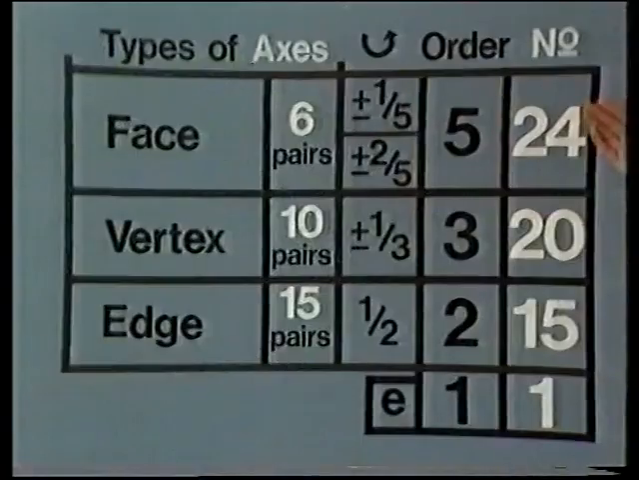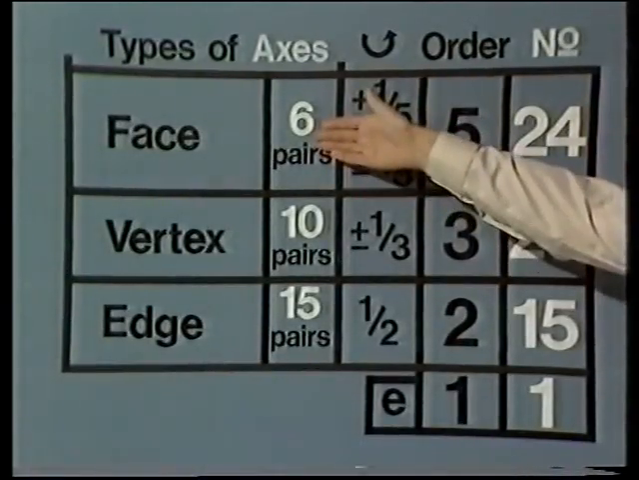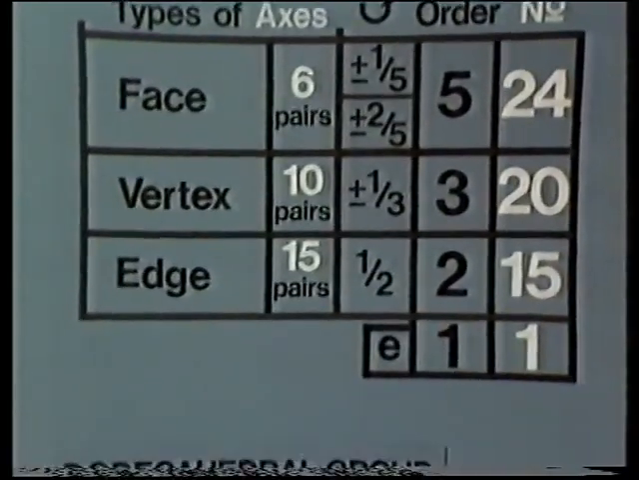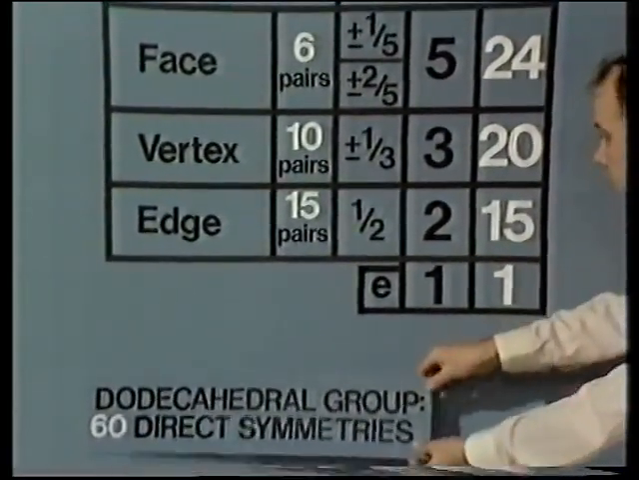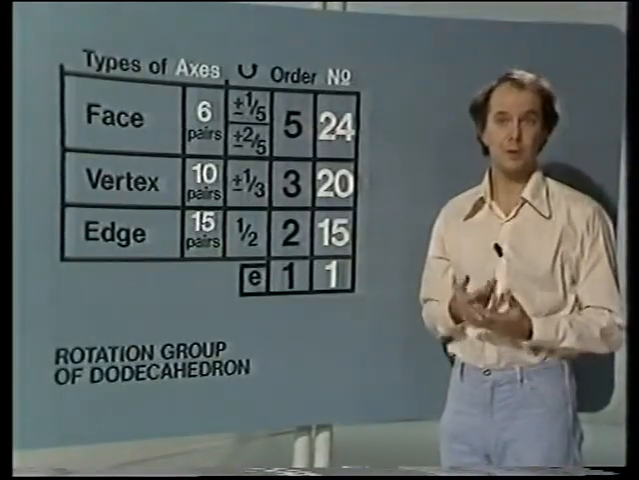So we get 24 face axis rotations, 4 angles about each of the 6 axes, giving a total of 60 distinct rotations. So, as claimed, each of the direct symmetries of the dodecahedron can be realised by a single rotation. In other words, the direct symmetry group of the dodecahedron is in fact its rotation group. And that's the first part of the programme finished.